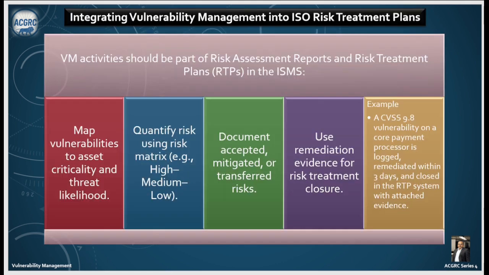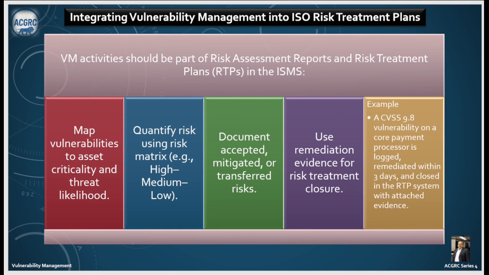Now let's look at integrating VM into the ISO risk treatment plan. So what is a risk treatment plan in ISO 27001? Once you identify a security risk, you need a plan to deal with it. This is called the risk treatment plan. Think of it like a to-do list for reducing the risk. What's the risk? What will we do about it? Who is responsible and when will it be done? That's the thought process expected here.